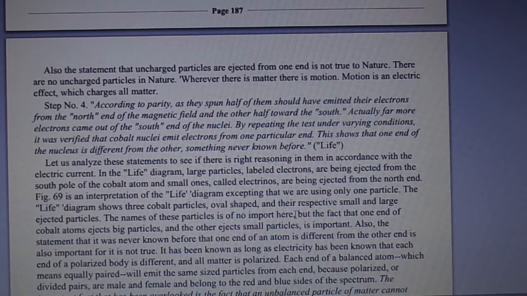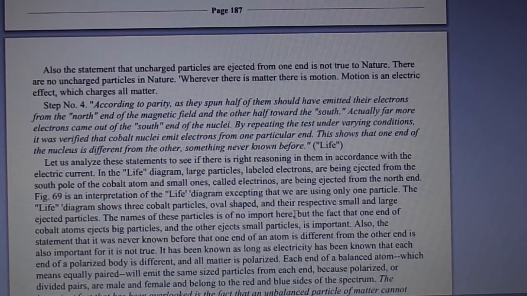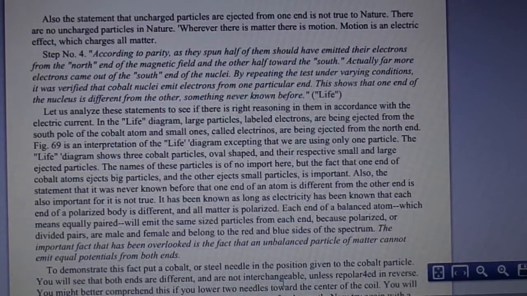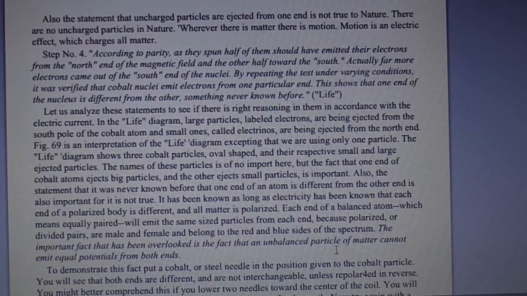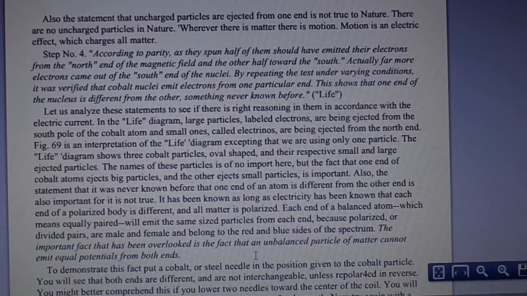Also, the statement that it was never known before that one end of an atom is different from the other end is also important, for it is not true. It has been known, as long as electricity has been known, that each end of a polarized body is different, and all matter is polarized. A balanced atom, which means equally paired, will emit the same size particles from each end, because polarized or divided pairs are male and female and belong to the red and blue sides of the spectrum. The important fact that has been overlooked is that an unbalanced particle of matter cannot emit equal potentials from both ends.